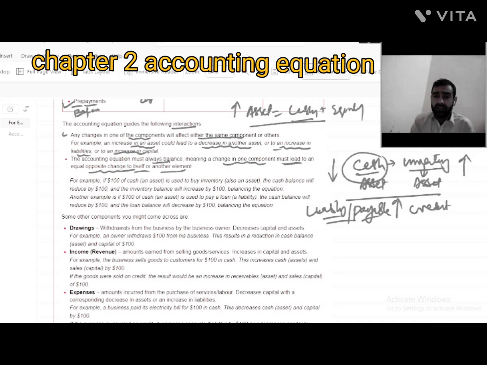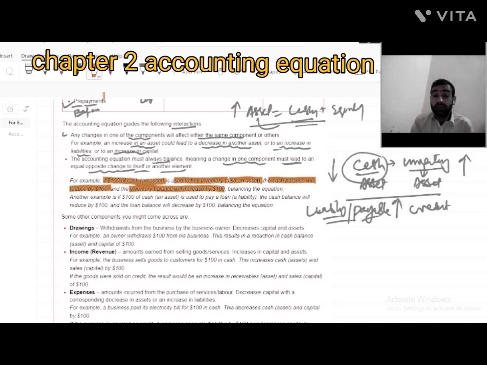Now let me show you here. See the example. If $100 of cash, which is an asset, is used to buy inventory, also an asset, the cash balance will reduce by 100, because you are purchasing the inventory. Now the inventory balance will increase by $100. So if on one side you are decreasing the asset, that is cash, on the other side you are increasing the inventory, which is also an asset. So the equation balances: by 100 one decrease, by 100 one increase.